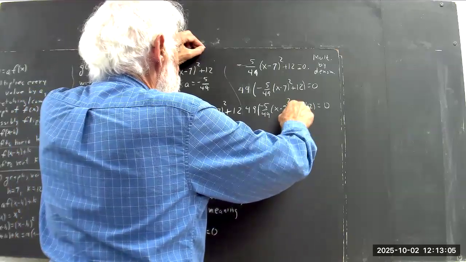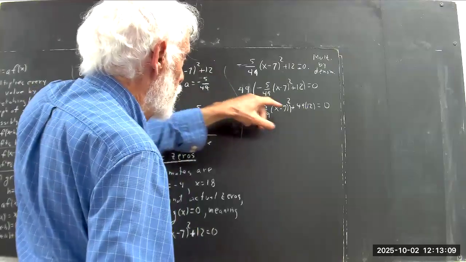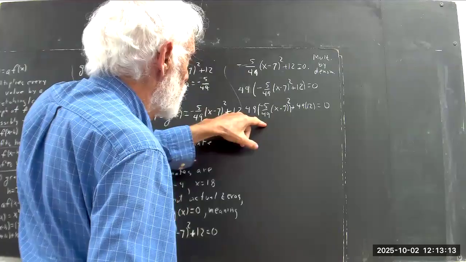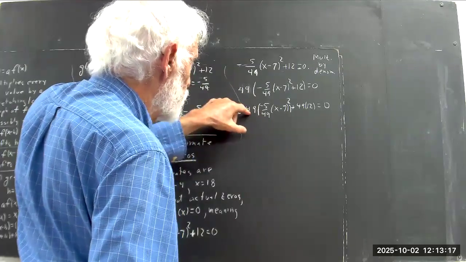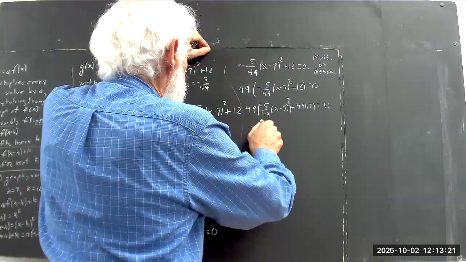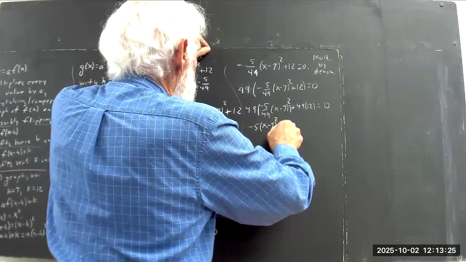And I need an extra parenthesis here. Okay. When I multiply, this 49 is going to be part of the numerator. This 49 is a denominator. So 49 is a factor of both numerator and denominator. Means I'm going to get negative 5 times the quantity x minus 7 squared.